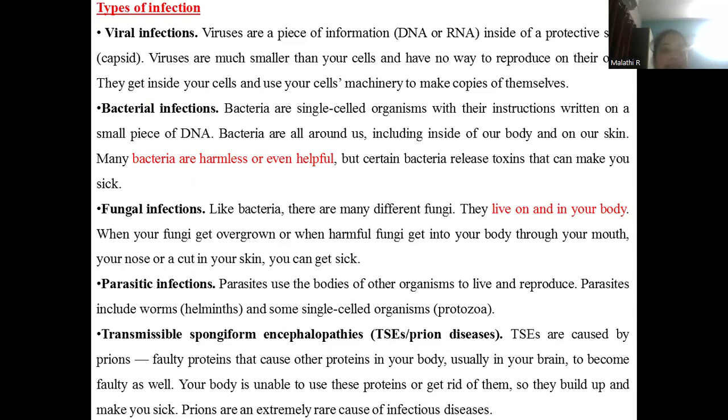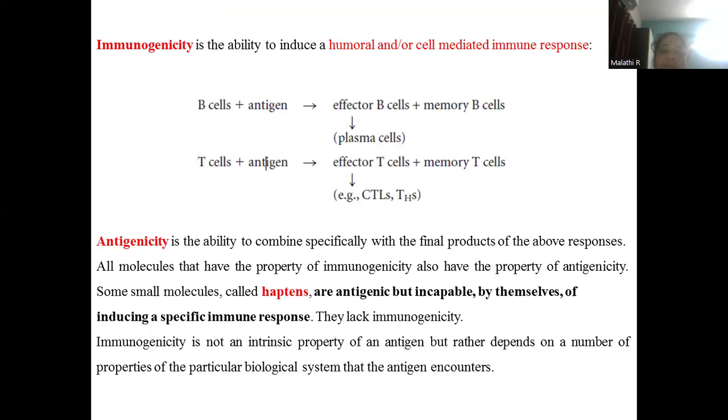So we have different types of infections, which include viral infection, caused by either DNA-containing or RNA-containing viruses. Then we have bacterial infection, by means of different varieties of bacteria; fungal infection by means of different fungi; and parasitic infection by means of different parasites. Then we have transmissible spongiform encephalopathies, which include prion disease. So these are the different types of invading pathogens which cause infections and allergic responses.